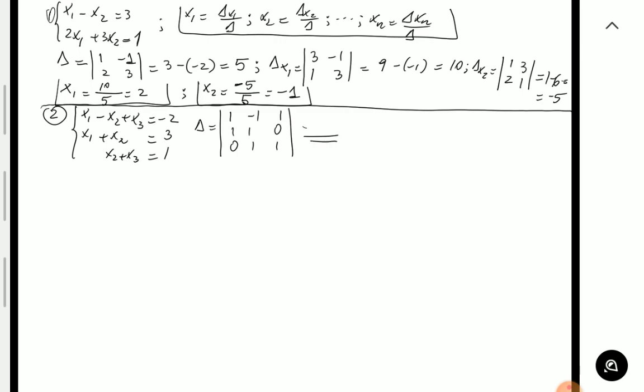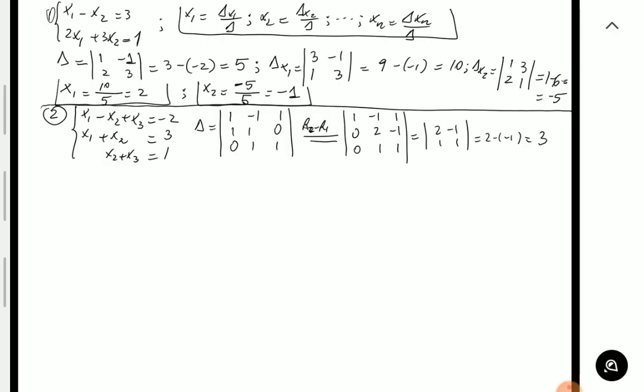We're going to do row 2 minus row 1, so we're going to subtract row 1 from row 2. That gives 1 minus 1, 1 minus negative 1, and negative 1. Expand by the first column. It's 1 to the power of 1, because it's negative 1 to the 1 plus 1. And that's 2 minus negative 1, which is 3. So delta is 3.